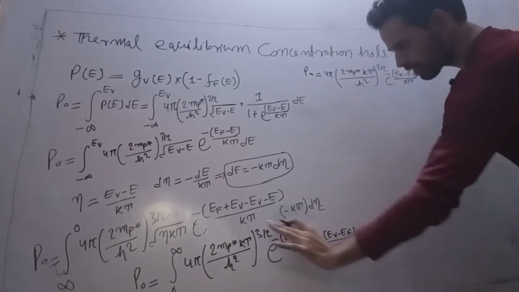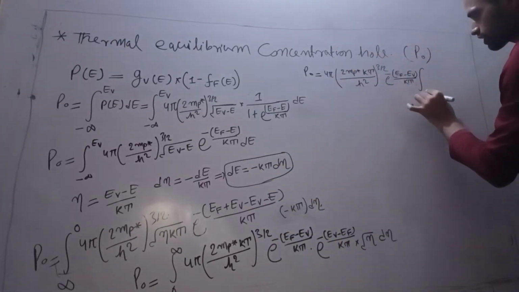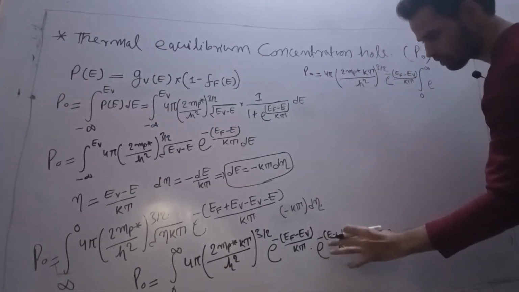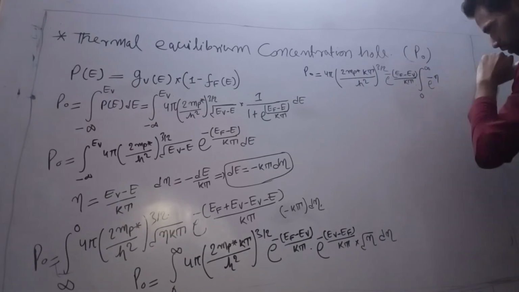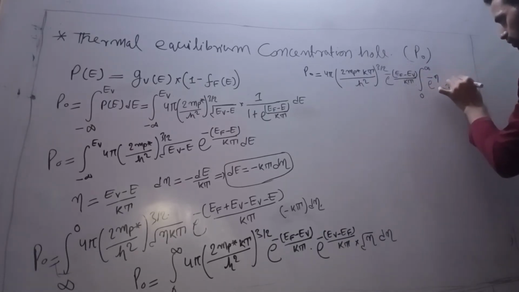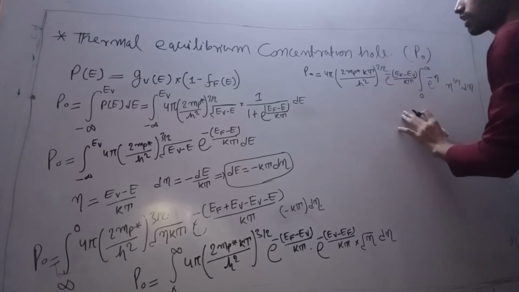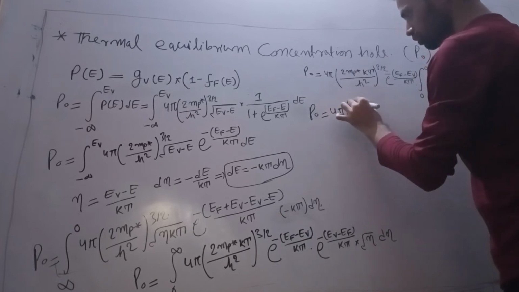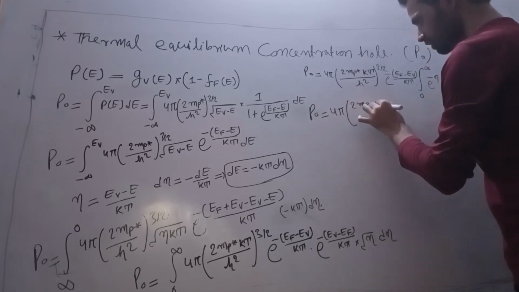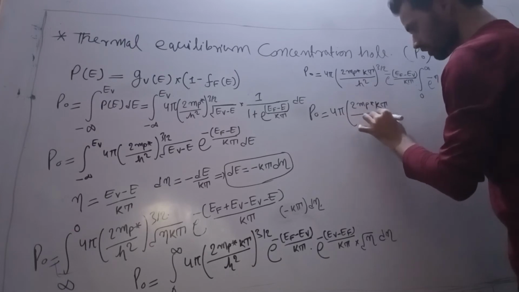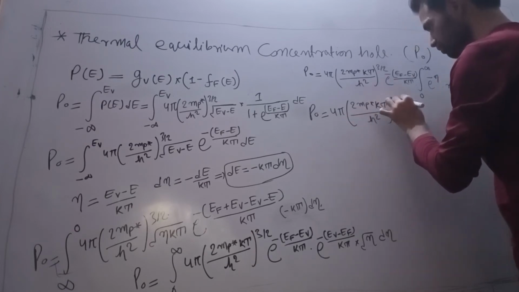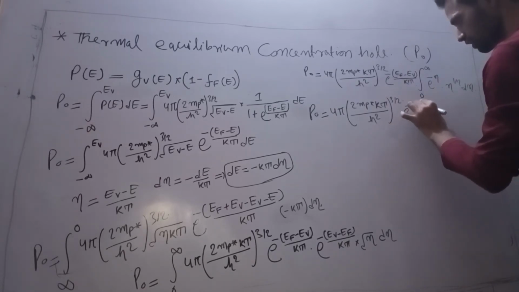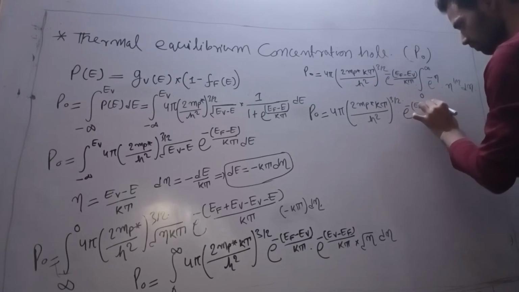Okay, everything we have taken outside, and inside the integration is from 0 to infinity. We are left with this: e to the power minus eta, and this is eta to the power 1 by 2 d eta. Now see here, P naught is equal to (4 pi 2 mp star KT divided by h square) to the power 3 by 2, into e to the power minus (EF minus E) by KT.